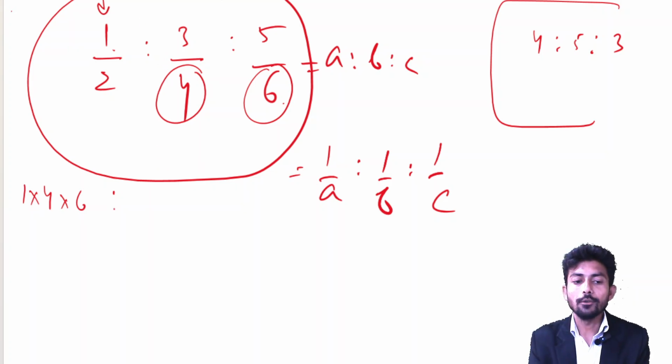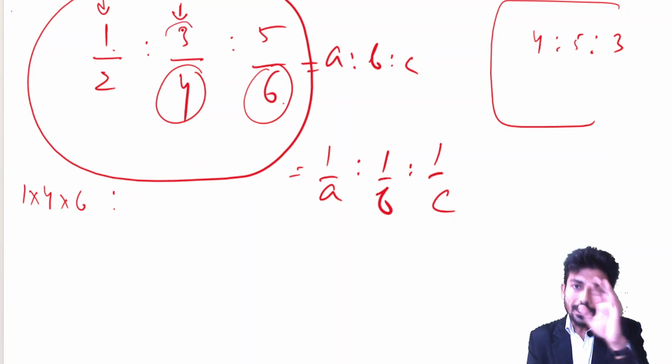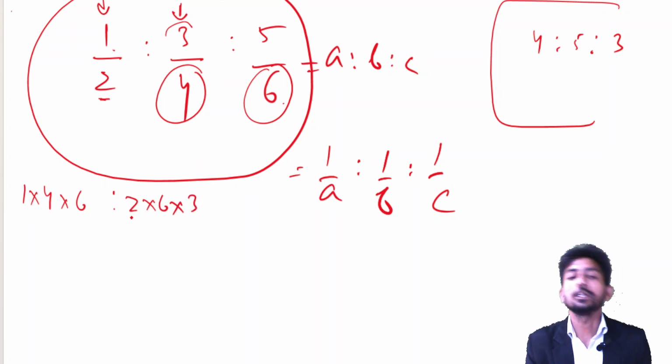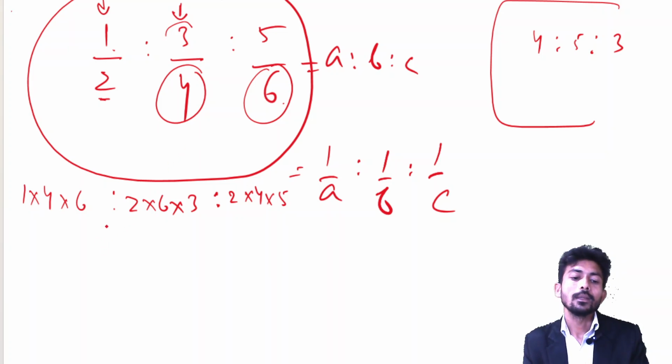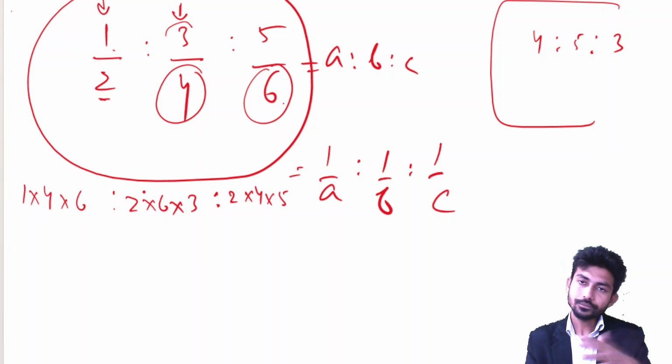Similarly, for the inverse ratio of the second part, I will consider this 3 and leave out the second part. I multiply the rest of the two parts, 2 and 6, and then also multiply with the 3. So I have written 2 into 6 into 3. Now for the third part, I will multiply the 2 and 4, and this will further multiply with the 5, which is the numerator. That's how we get the answer for the inverse ratio of the three parts.